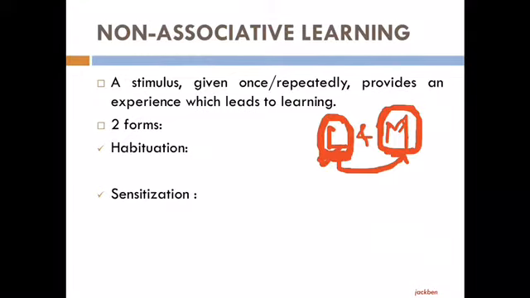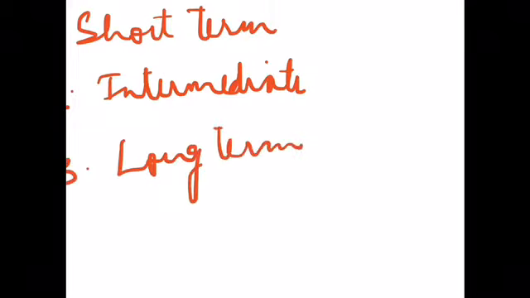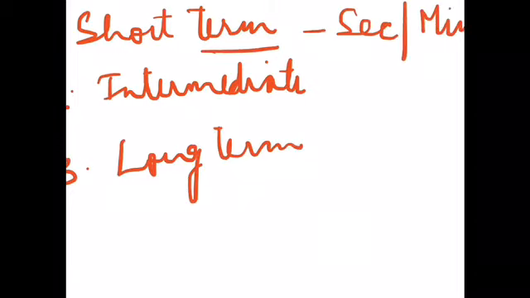So based on this we can say memory has 2 or 3 types. The first is short term memory, the second is intermediate long term memory, and the third is long term memory. The basic difference between these 3 types is that short term memory stays for a certain time period, say certain seconds, or at the max for certain minutes, like 1 to 2 or 2 to 5 minutes.